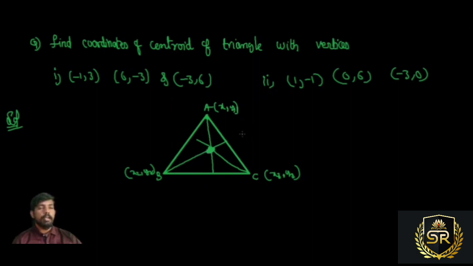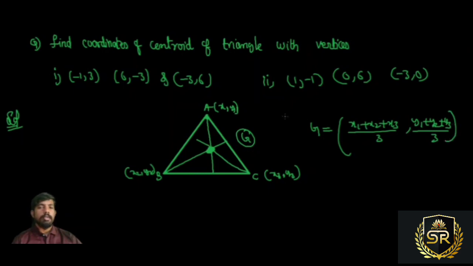Centroid G. I will denote the centroid with G. G is equal to the centroid formula: x1 plus x2 plus x3 by 3 comma y1 plus y2 plus y3 by 3. That's all. This is the formula. Just use this: this is x1 y1, this is x2 y2, this is x3 y3. Try to solve the problem.